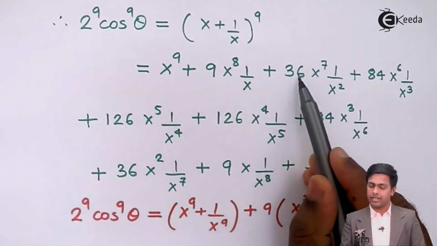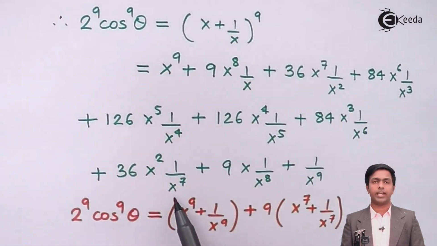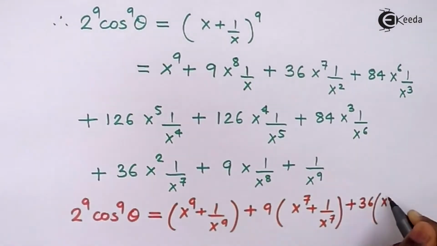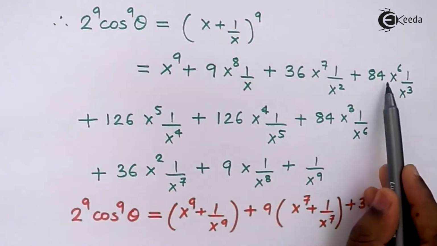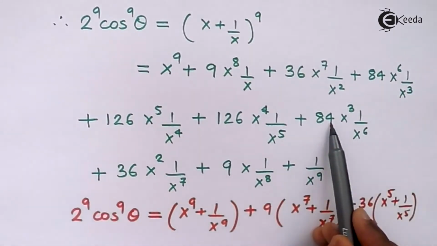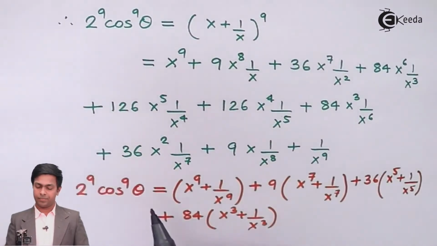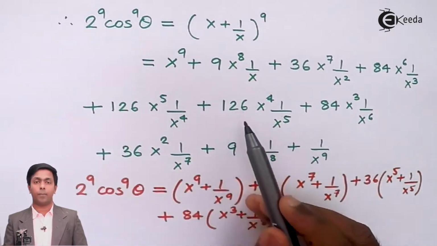Next, this is 36 x raised to 5, and this is 36 upon x raised to 5. So I can take 36 common. Next, 84 x cube, this is 84 upon x cube, and in the end here we have 126 x, and here we have 126 upon x.